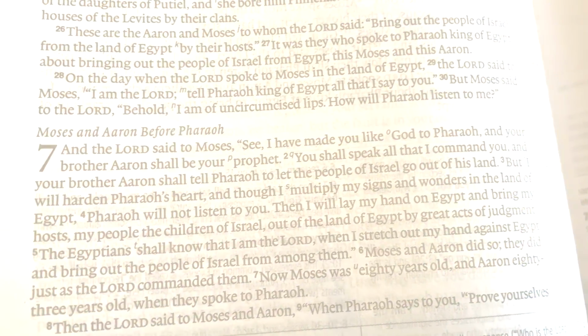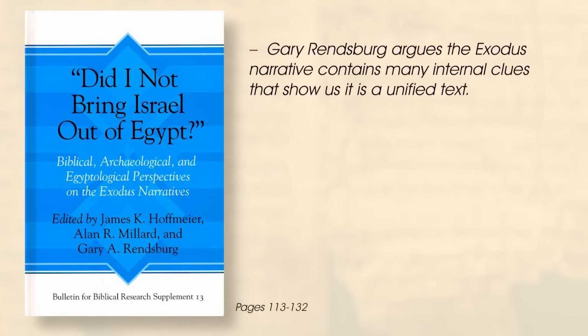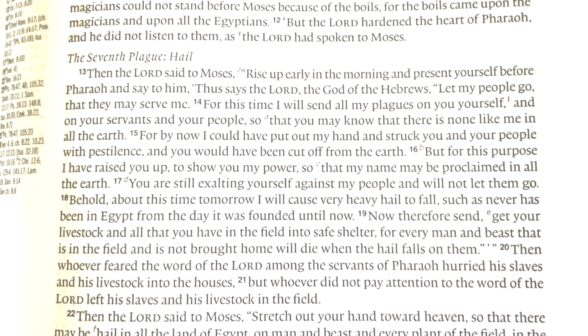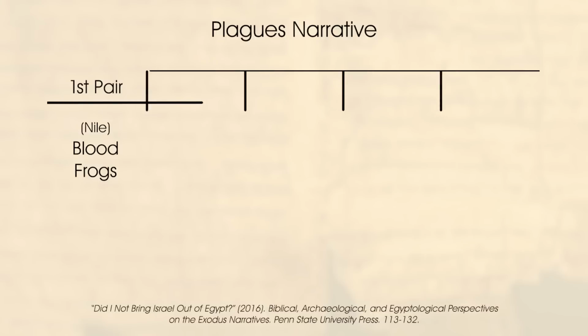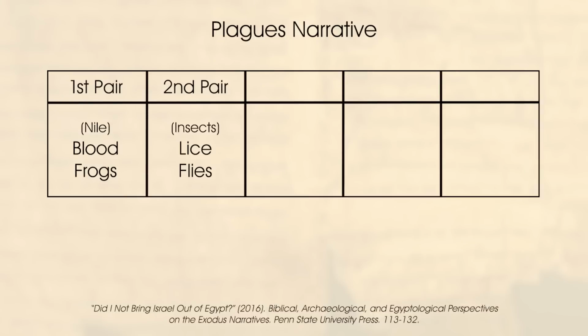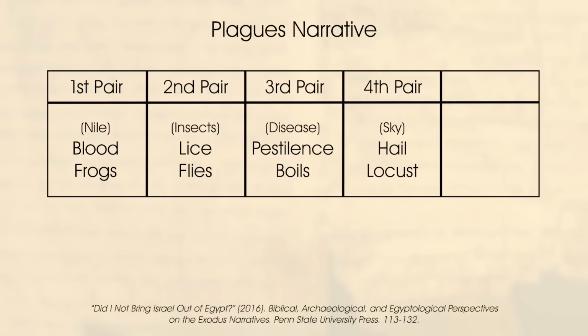Moreover, Gary Rendsburg argues the Exodus narrative contains many internal clues that show us it's a unified text, rather than being different sources stitched together. First, the plagues are divided into different pairs and triads to form patterns. The first 2 plagues are connected to the Nile, the next 2 are insects, the next pair is disease. The 4th pair is a combination of 2 calamities that come from the sky, hail and swarming locusts, and the final 2 plagues are connected with darkness.